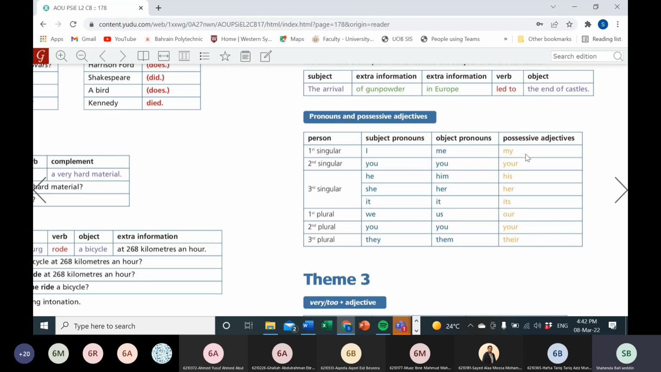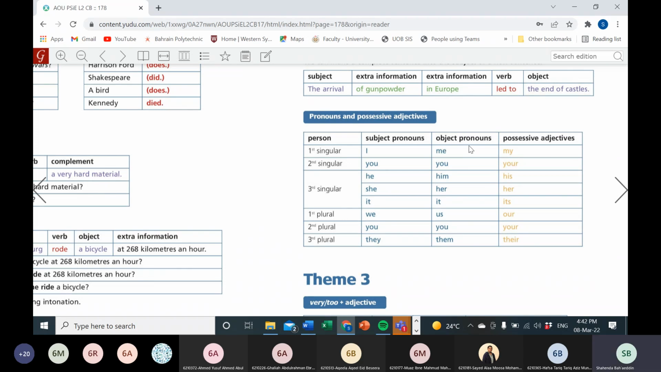adjectives are my. This is my book. This is your book. This is his book. This is her book. This is its book. Our book, your book, and their book. Possessive adjectives are for possession, to say that this is mine.